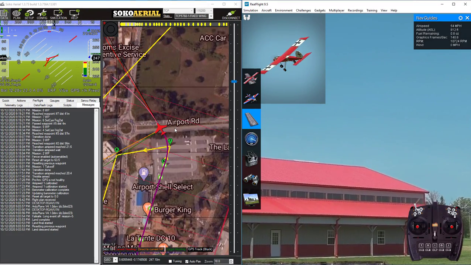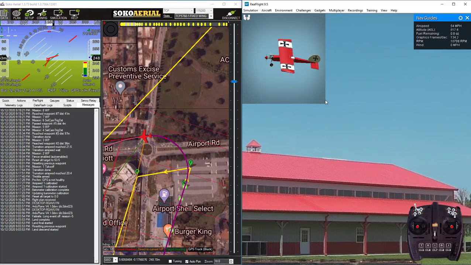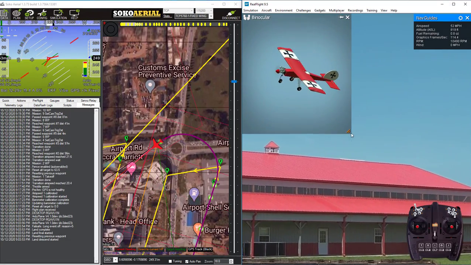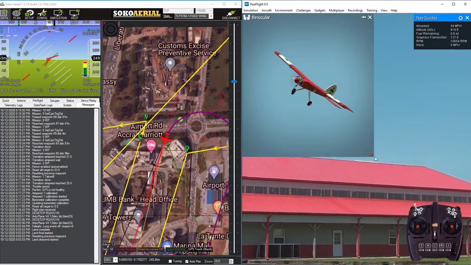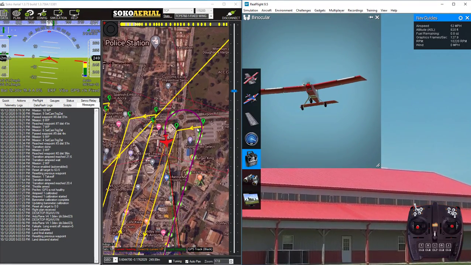One strip is done, and it's making a very decent turn into the next strip, and that is beautiful.